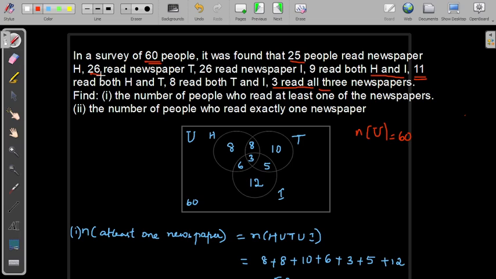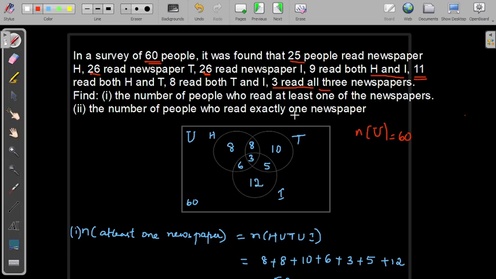Next, 26 read newspaper T. We had already written here 8 plus 3, 11. 11 plus 5, 16. 16 already done. So remaining for newspaper T will be 10. 26 read newspaper I. Look at these values: 6 plus 3, 9. 9 plus 5, 14. So 14 already done. If you add 12 to 14, you will get 26. So it is 12. So this is how we draw the Venn diagram.